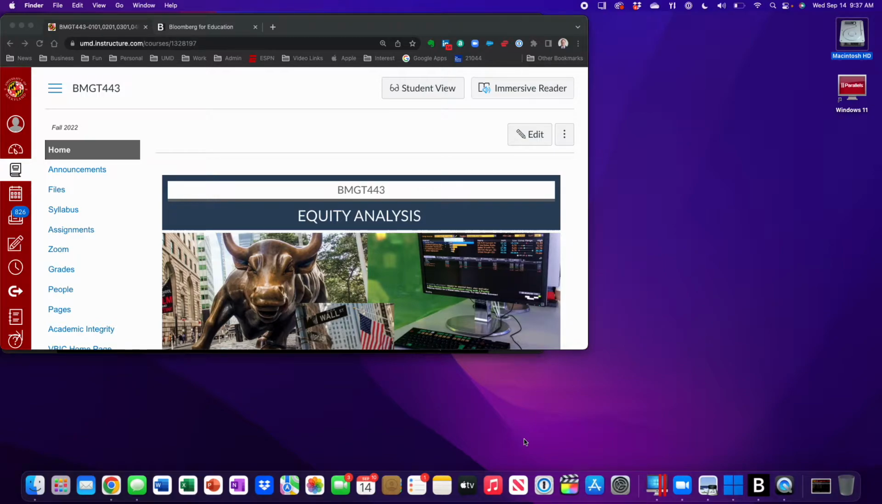It's going to be worth 10% of your semester grade. It's going to be broken into 2 halves of the semester. First half of the semester is 5% of your semester grade. Second half of the semester is 5% of your semester grade. You start out with $1 million. You're going to trade for the next 5.5 weeks.